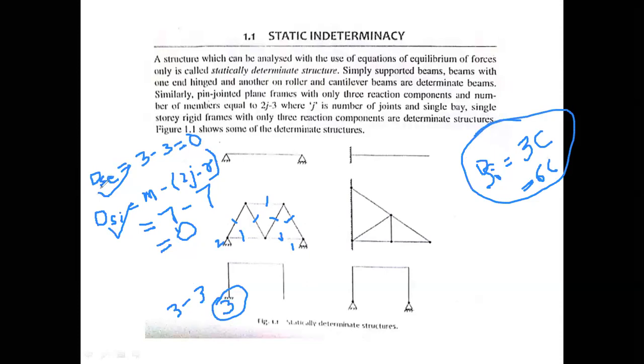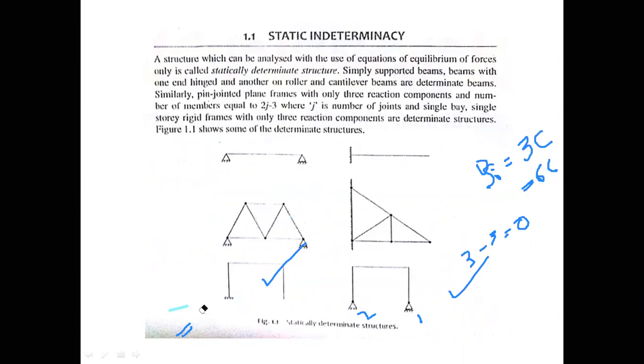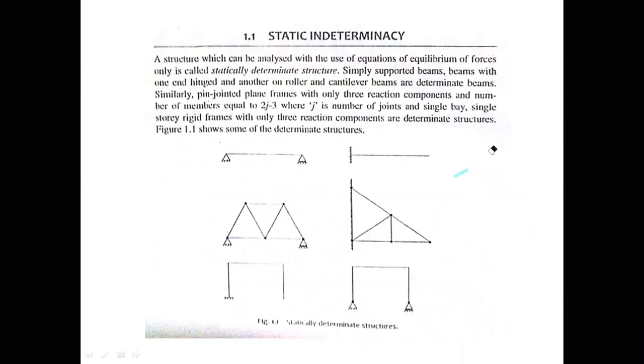We will only see the external indeterminacy in this case, and that is 0. So this is also a determinate structure. Similarly, 2, 1, this is also a determinate structure. 3 minus 3, that will give the value 0. So these all are examples of a determinate structure. Hope you have understood the concept of determinacy and indeterminacy in the several cases we have discussed.